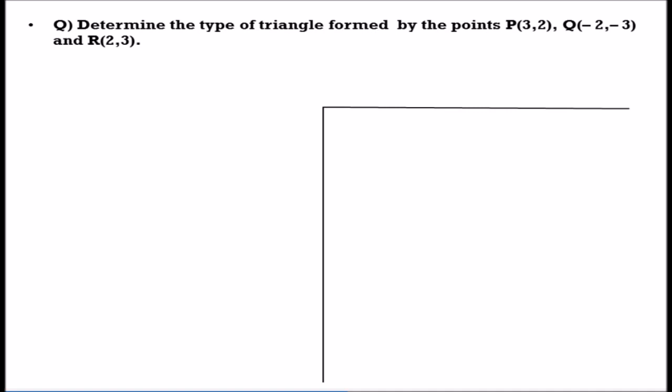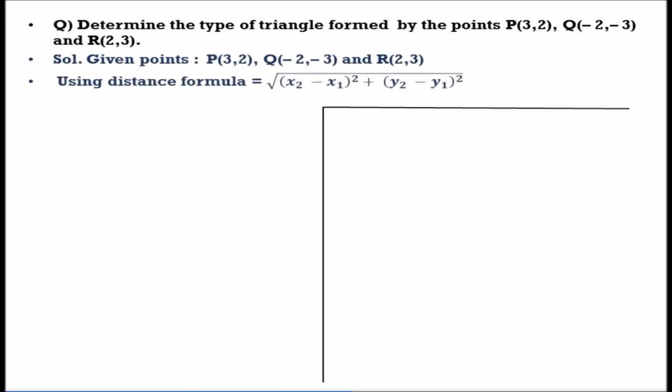In this particular question, the points are already predefined. That means we have to stick with it. We cannot change that since the points are already given in the question. So we will again use distance formula. So let's first find the distance between the 2 points P and Q. P is (3, 2), Q is (-2, -3).